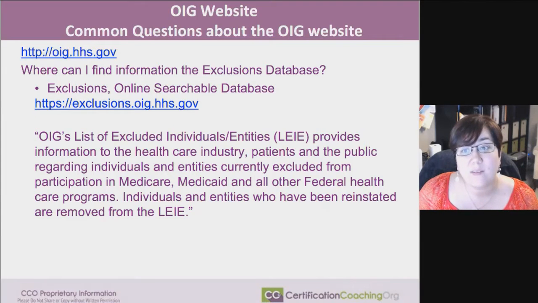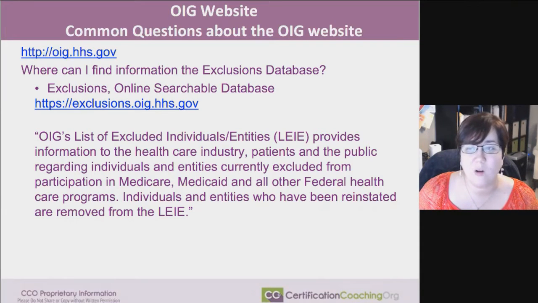This is what gives information to anybody in the healthcare industry, patients, the public, telling us any individual or entity that is currently excluded from participation in any federal healthcare program. That includes Medicare, Medicaid, and all other federal care programs. If they have been reinstated, their name gets removed from the list.